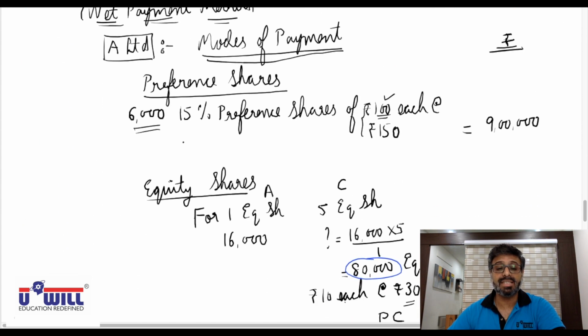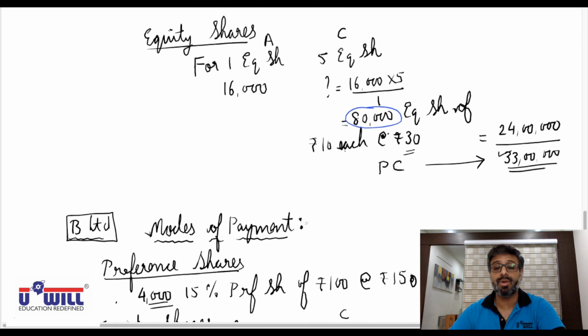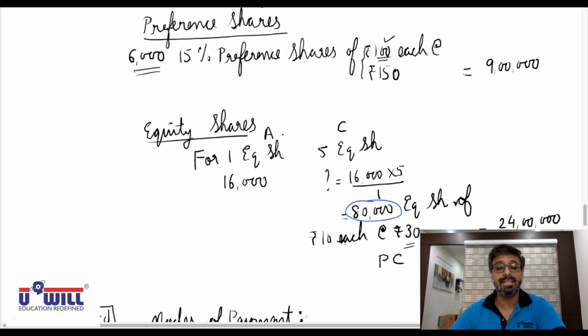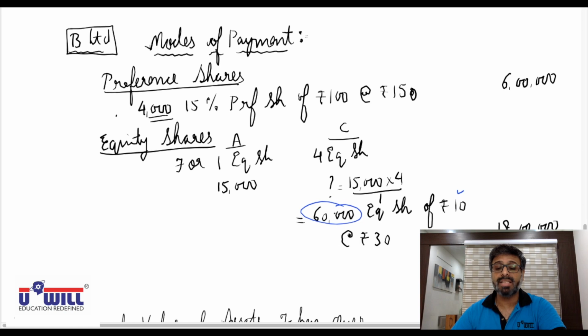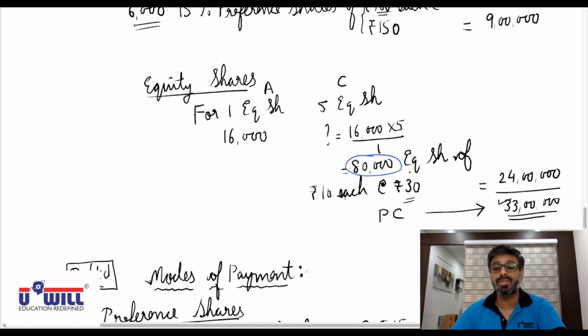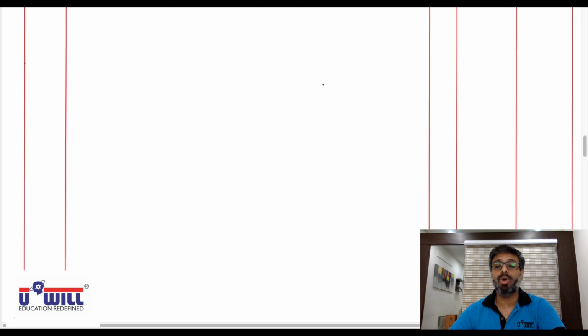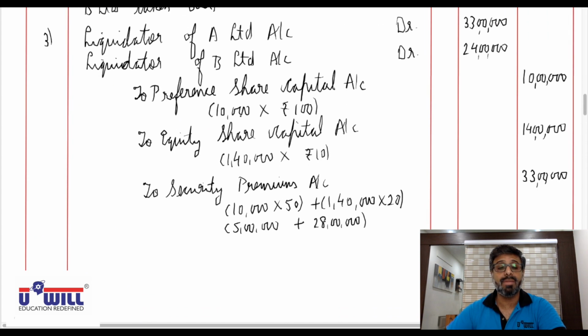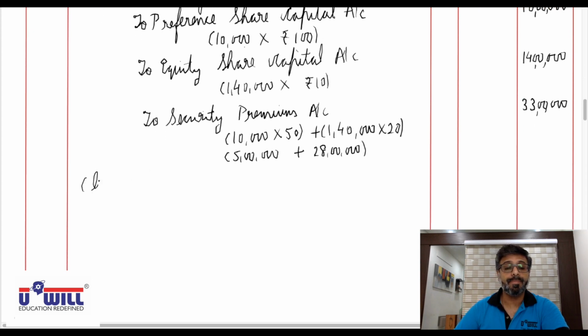Okay, preference shares 6,000 plus 4,000, 10,000 into 100 rupees of face value, 10 lakhs. Equity shares 80,000 plus 60,000, 1,40,000 into 10 rupees of face value, 14 lakhs. And both preference shares and equity shares are having premium. In preference shares 50 rupees is premium, so 10,000 into 50. In equity shares 30 rupees is the agreed value, means 20 is the premium, so 1,40,000 into 20. Okay, being purchase consideration settled.